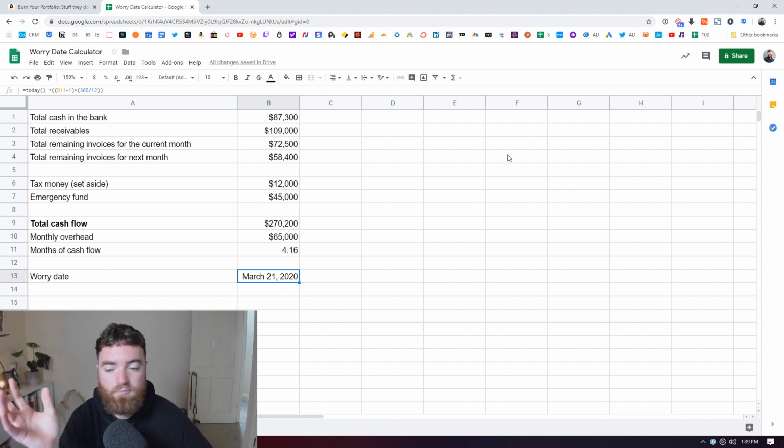So here's the formula. I've put it together into a spreadsheet, and I'll drop the link below so that you can grab it for your own practice and play with these numbers a little bit. So this is all hypothetical data I've put in here just to show you how it works.